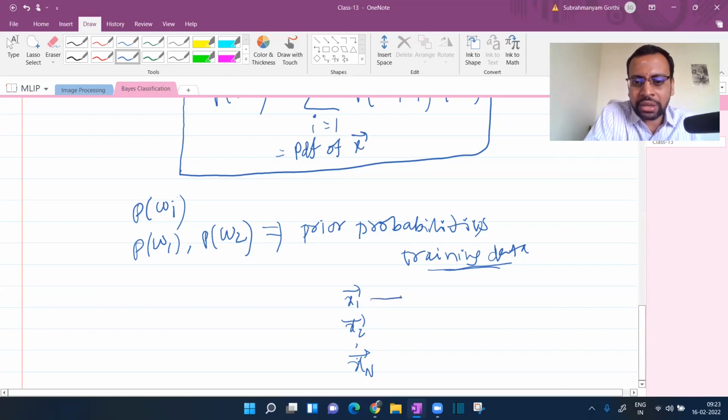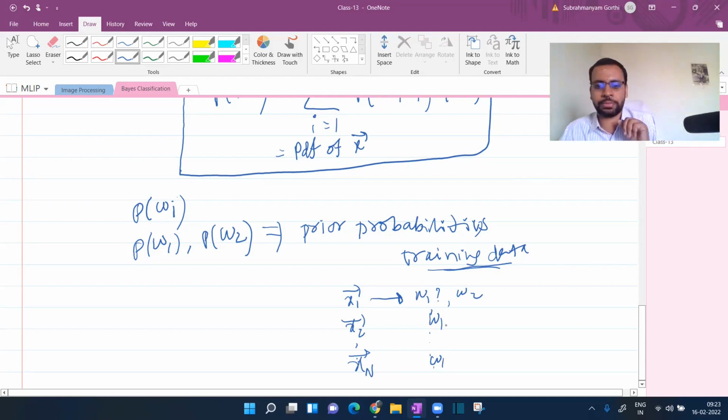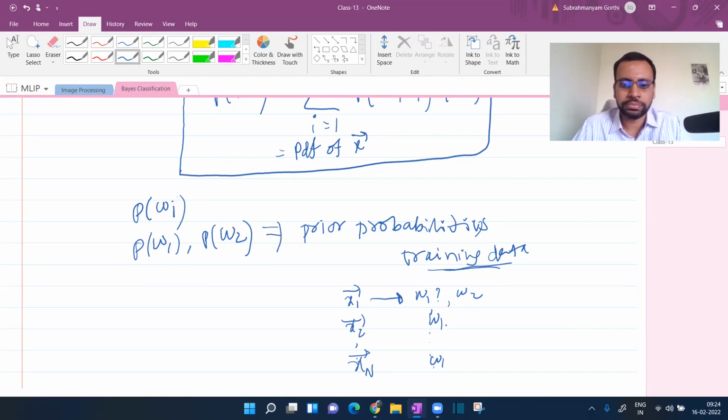Along with that, if I gave you a training data set, it means I have told you whether each one belongs to omega 1 or omega 2. Let's say this belongs to omega 1, this belongs to omega 1 again, and so on. This is my feature vector, and for this feature vector it belongs to so and so class. This is what I have given you when I say I have given you the training data.